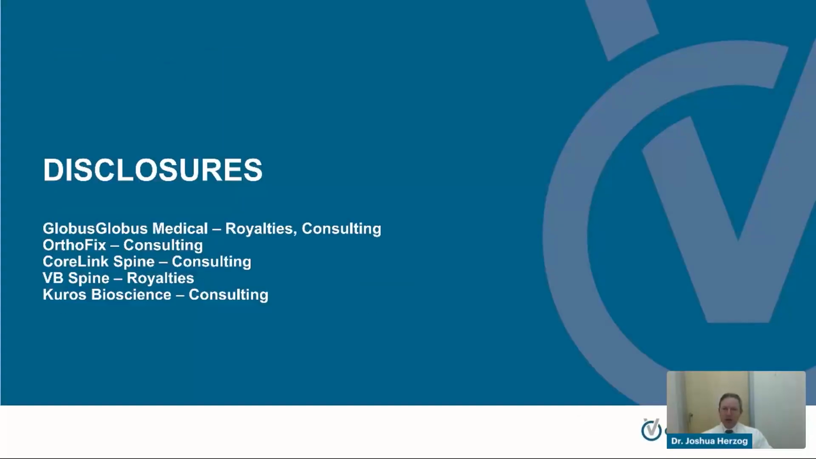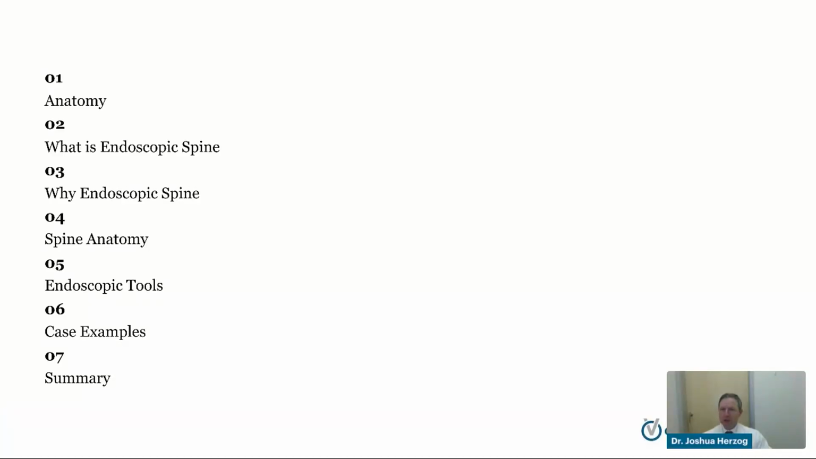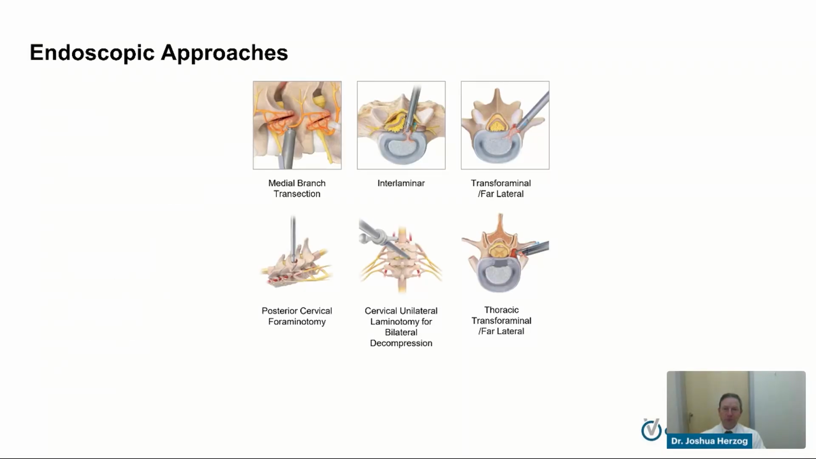We have some disclosures here, none of which are really pertinent to endoscopic spine. We're going to talk about the anatomy of the spine, what endoscopic spine is, and why we use it. We're going to talk about some tools that we can use endoscopically, and then I'm going to show you some case examples, and then we're going to wrap it up. So hopefully less than 30 minutes here today.